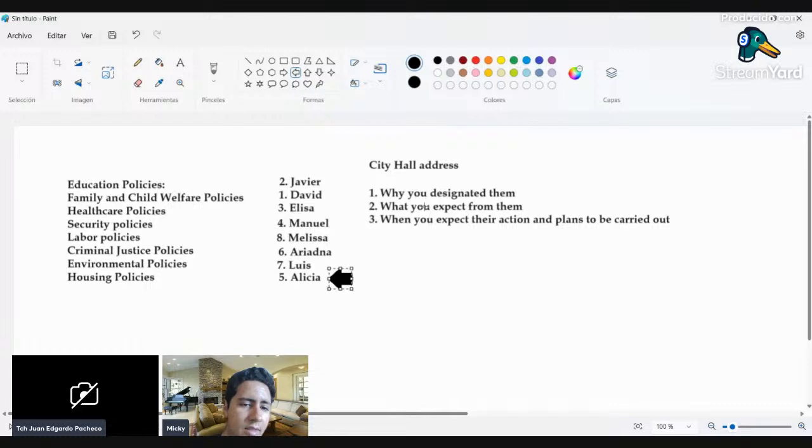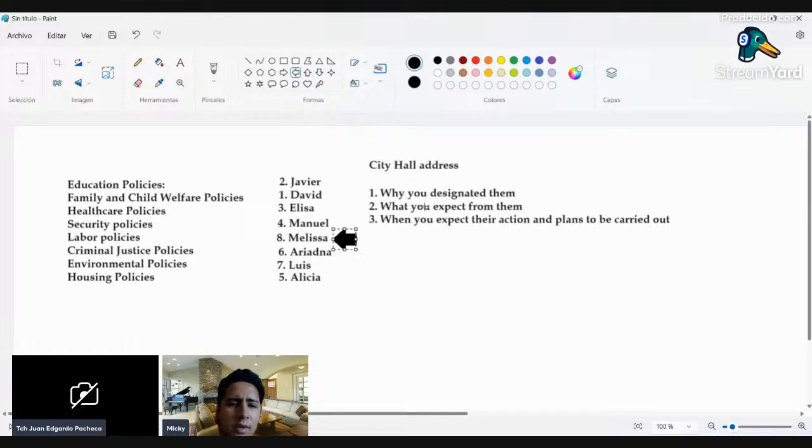And the last one, Melissa is in charge of the labor policies. We have a lot of things to do for society and for our city. Our objective is to leave a better society, to improve the different activities that we as citizens must do for the betterment of our city. So I know that Melissa has a lot of experience.